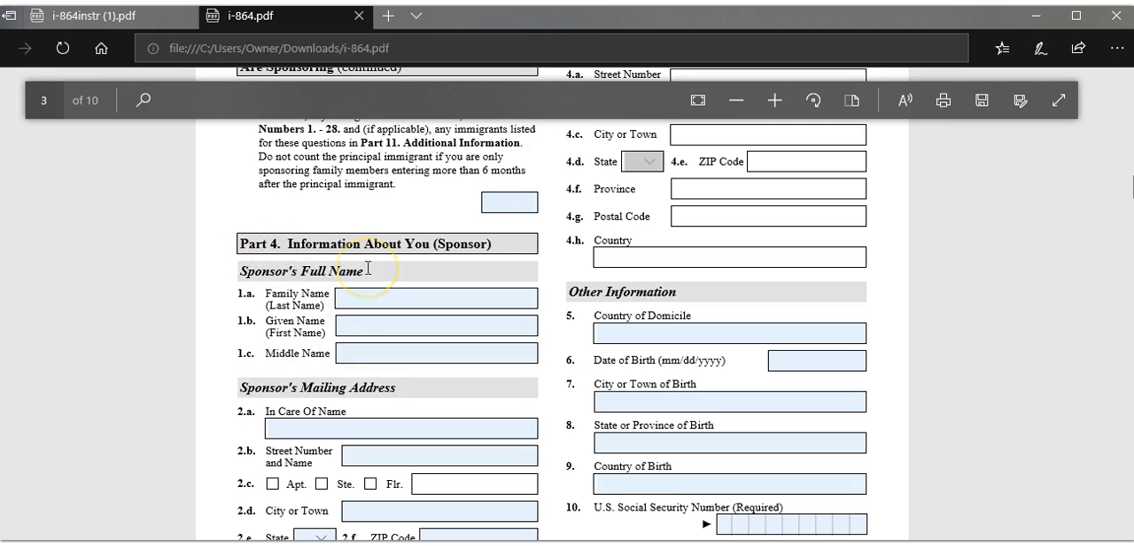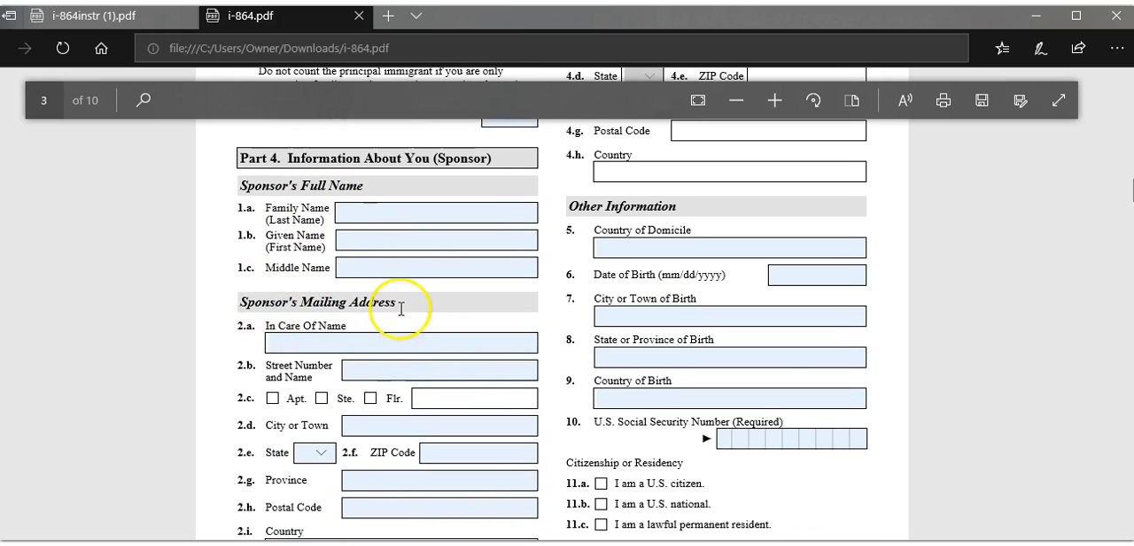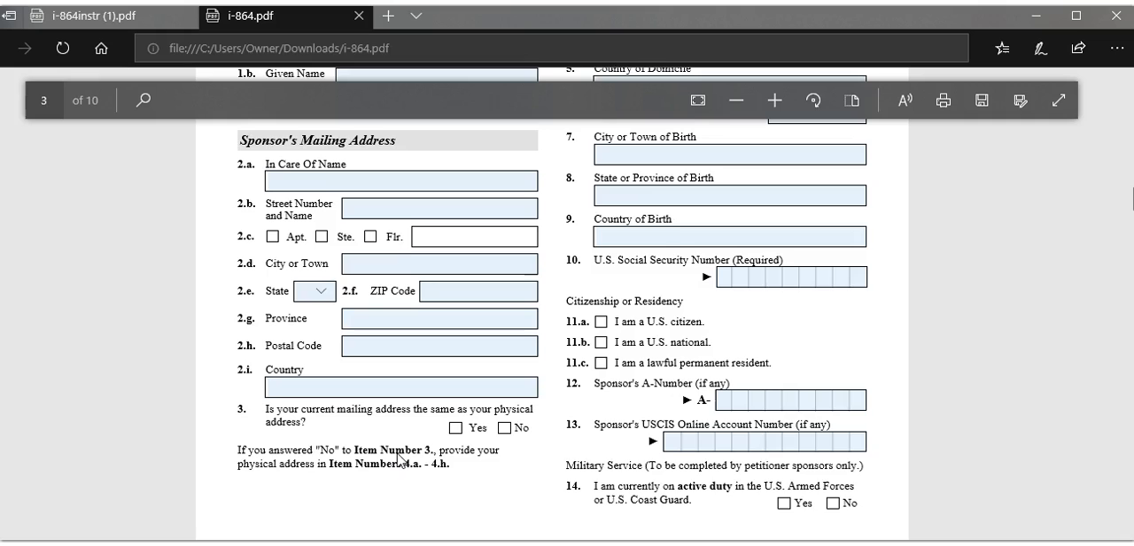And Part 4 is information about the sponsor. This pretty much asks basic information about you. Okay, so like your full name, your address, etc. And if you have been asked to complete this form, you almost certainly live in the United States. But yeah, this is for the sponsor. Okay, and the sponsor's mailing address. All about the sponsor.